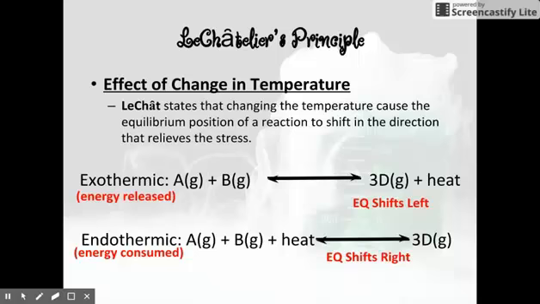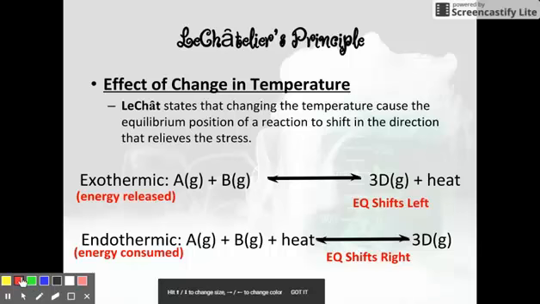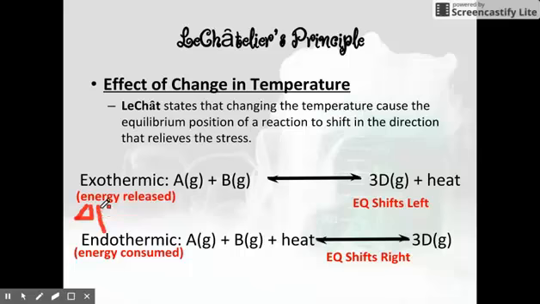Next, let's discuss how temperature affects our equilibrium. So temperature is going to be dependent on what type of reaction we have, if it's exothermic or endothermic. So remember, a lot of times we tell exo or endothermic by our value of delta H. So if delta H is negative, then we know it's exothermic. If delta H is positive, then we know it's an endothermic reaction.